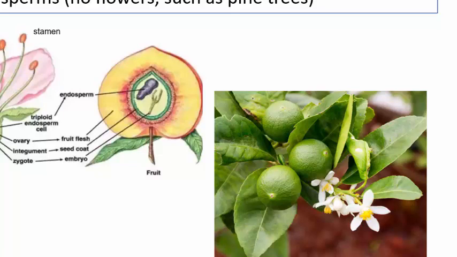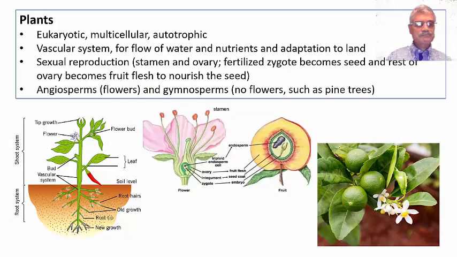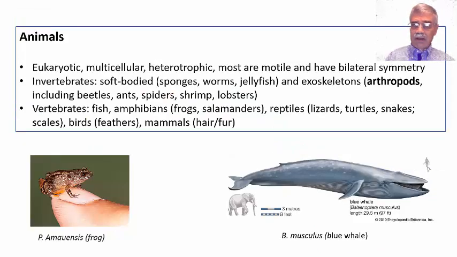And I show to the right an example of a lime plant, and you can see the flower of the lime and how it develops into the fruit of the lime. Now, animals are also eukaryotic. We are multicellular, heterotrophic, meaning that we obtain our energy by consuming other life forms, other sources of fuel molecules. Animals are mostly motile. Now, not all. Some are like sponges, which don't move around, but most animals move around, and we tend to have bilateral symmetry.